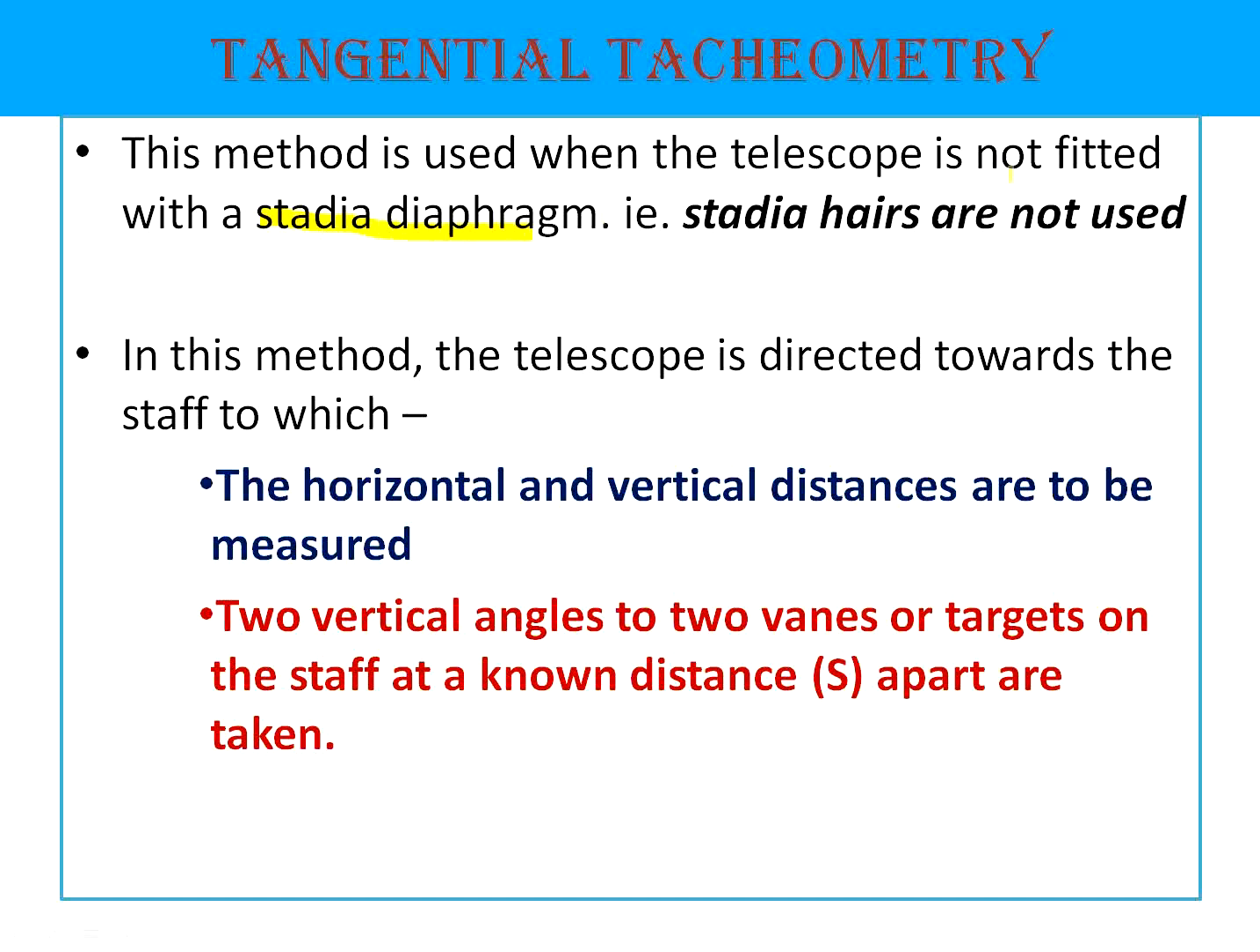So here it is not fitted with a stadia diaphragm, or we can say the stadia hairs of the diaphragm are not used at all. In this method, horizontal and vertical distances are to be measured, and some vertical angle measurements are to be done corresponding to the two vanes or two targets on the staff.